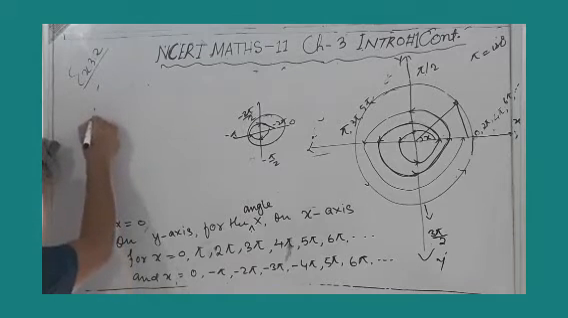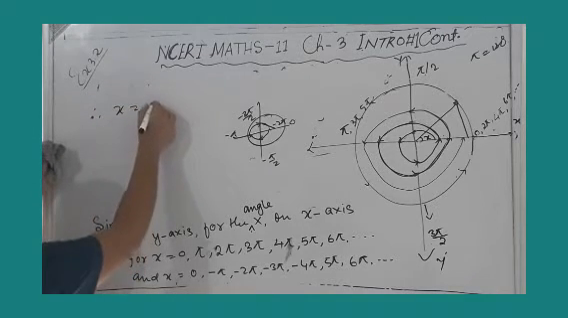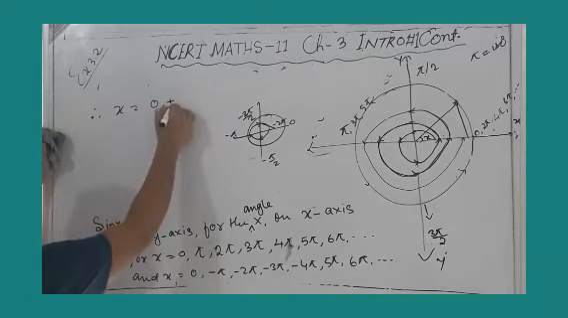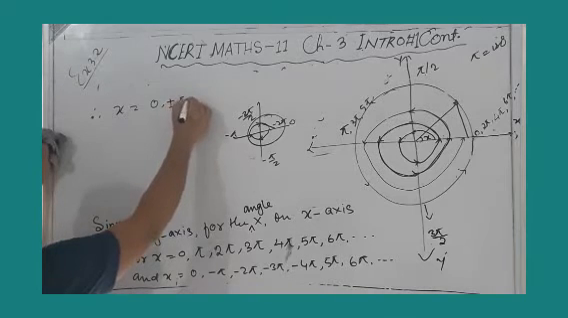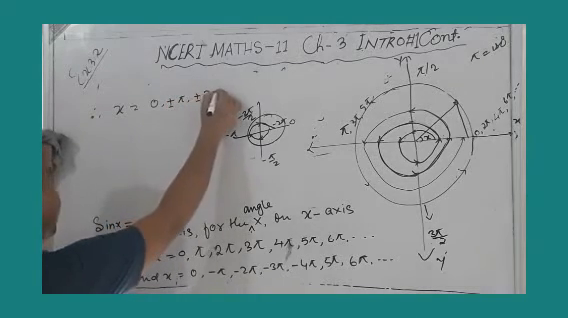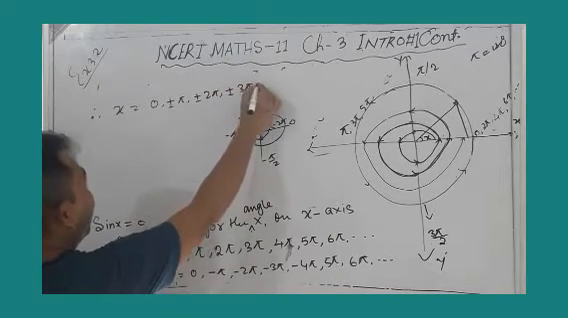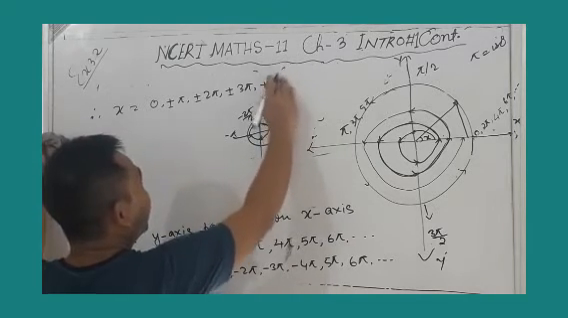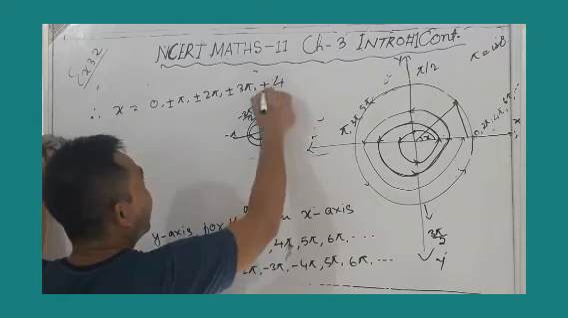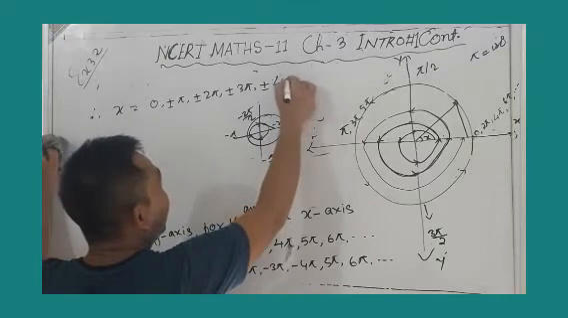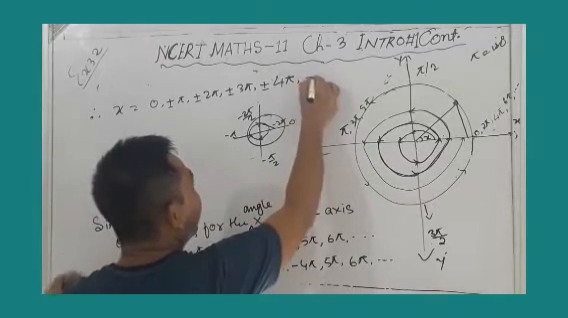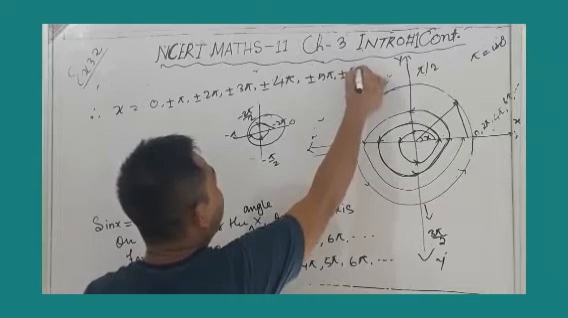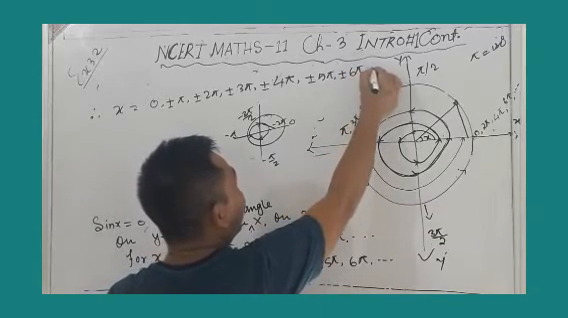Therefore, what can you write? x equal to 0 together, and then plus minus pi, plus minus 2 pi, plus minus 3 pi, plus minus 4 pi, plus minus 5 pi, plus minus 6 pi, and then so on.